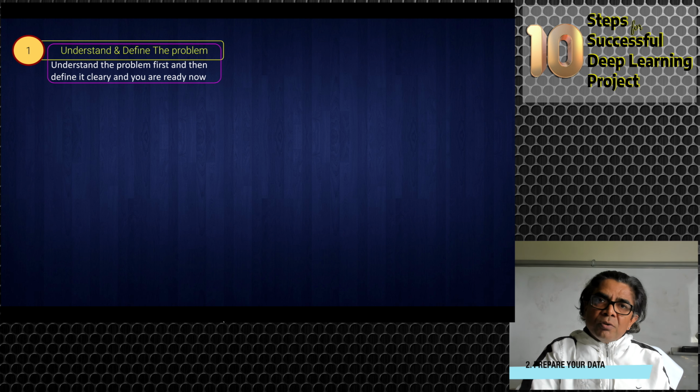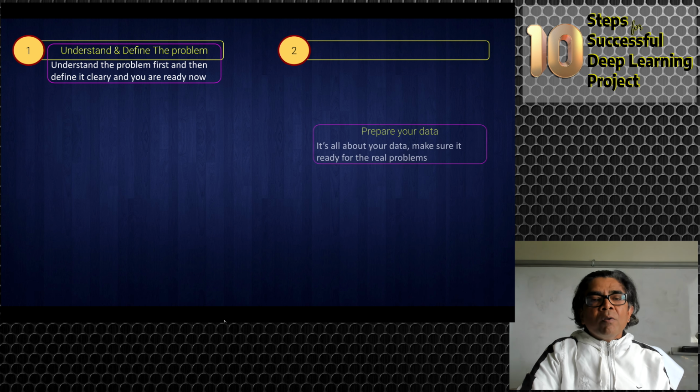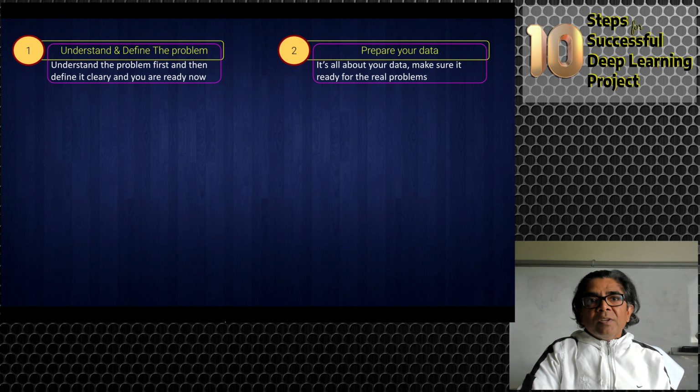After you have understood your problem better, the second step is to prepare your data. Data is everything. Your data is required to solve the problem, not to create the problem. It means you have to prepare your data. The data you have at the start may or may not be applicable or valuable for any deep learning problem. You need to prepare, meaning you need to make that data ready for the deep learning problem. And there is a lot to talk about, a lot to learn in this step.